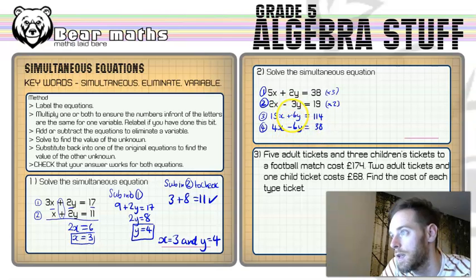Now, here we've got a plus and a minus. If the signs are different, like they are here, then you have to add the equations. That's our key thing to remember, and that's because of the rules of adding and subtracting positive and negative numbers. It seems counterintuitive, but it isn't.